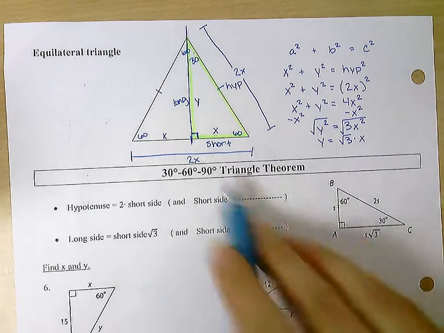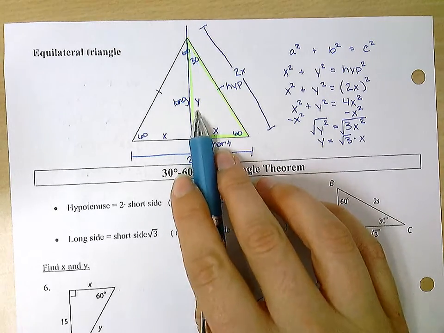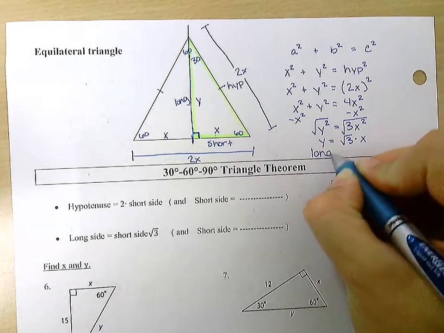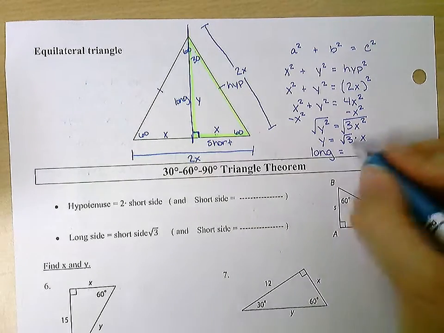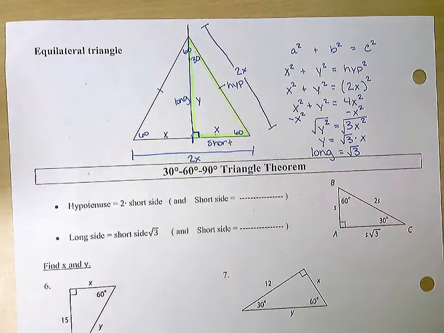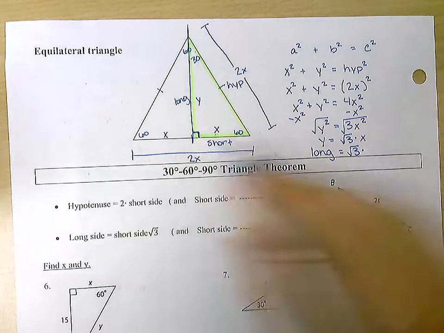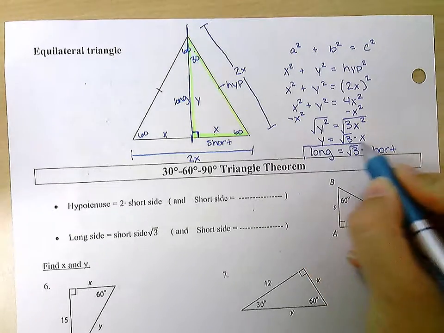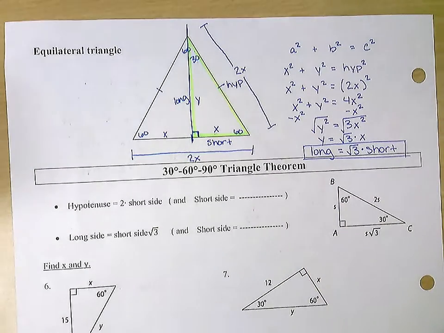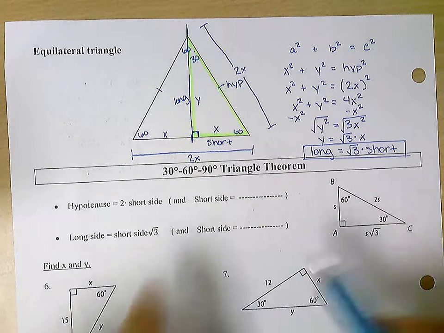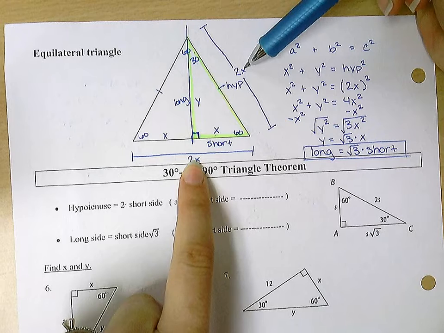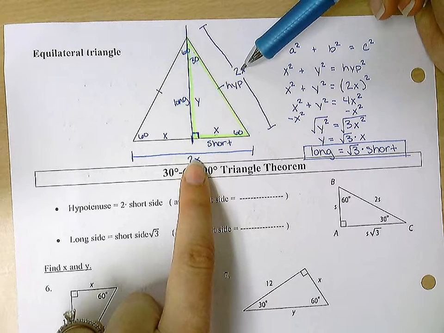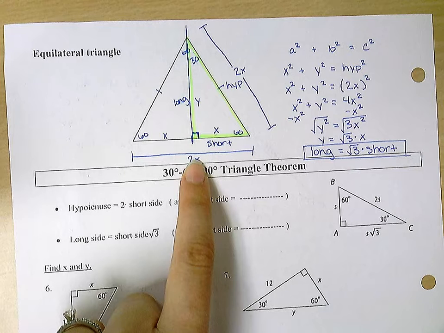So our rule, I labeled the long side as y, so the long side is equal to the square root of 3 times the short side. That's one of the rules that we're going to use on the back here. The other rule that I came up with in my triangle was for the hypotenuse. All I have to do to get the hypotenuse is take the short side and multiply it by 2. So that's that second rule.